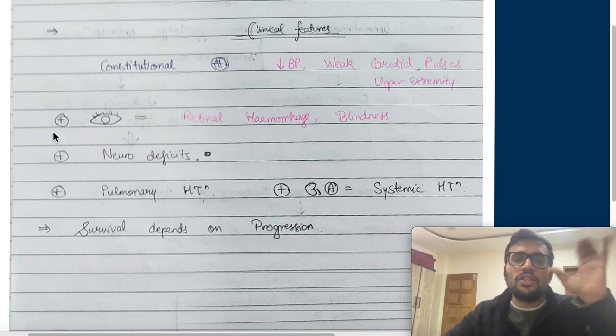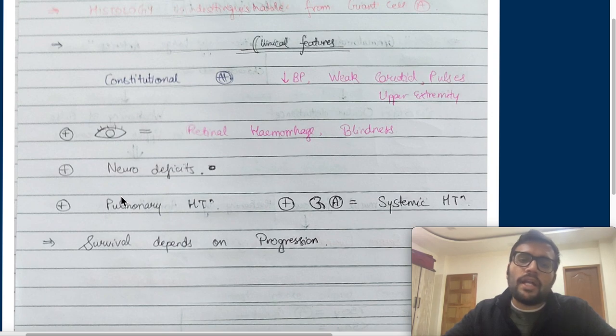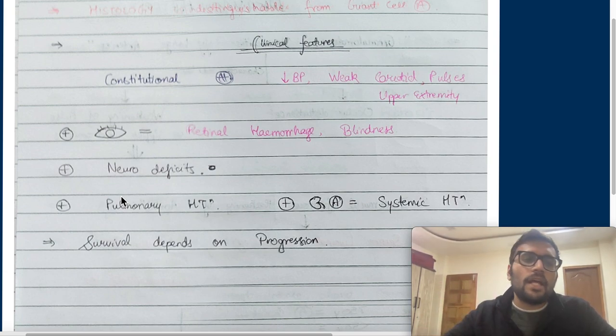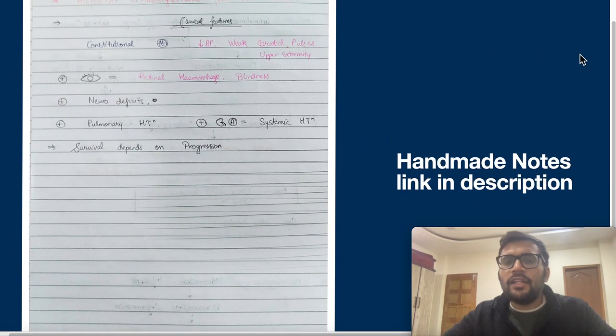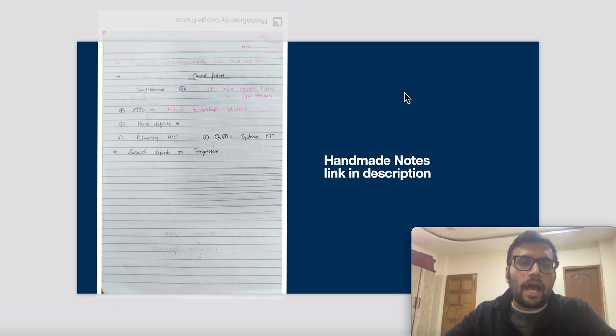Apart from this, ocular involvement can produce retinal hemorrhage, blindness, and neurological deficits will be present. I have already told you, if the pulmonary artery is involved, pulmonary hypertension can be found, and if the renal arteries are involved, then systemic hypertension can be found. The survival will depend on the progression. If the disease progresses very fast, it will be difficult for the patient to survive, but usually if it takes a bit more time, then it is by and large manageable. Again, the therapy will be immunosuppression. So this is all you need to know regarding Takayasu as well.